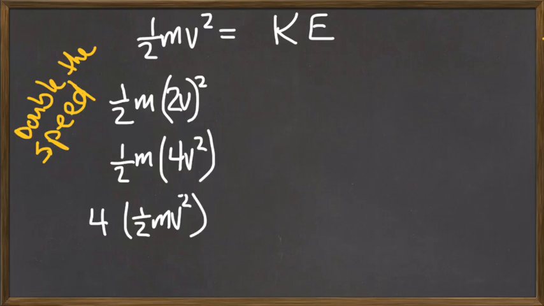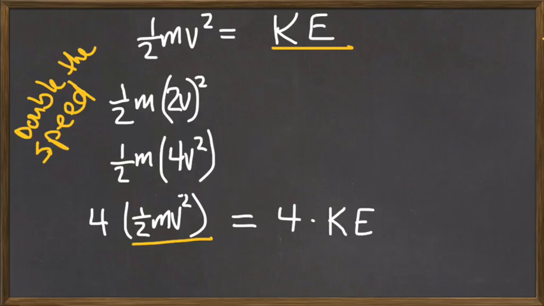And now all I'm doing is moving the 4 to the outside of the parentheses. And I'm saying that 1/2 m times the quantity 2v squared is equal to 1/2 m times 4v squared, which is equal to 4 times 1/2 mv squared. We're almost there. 1/2 mv squared is kinetic energy.